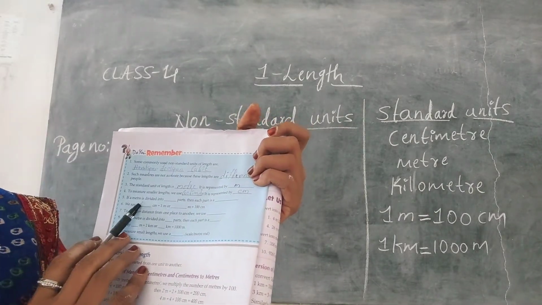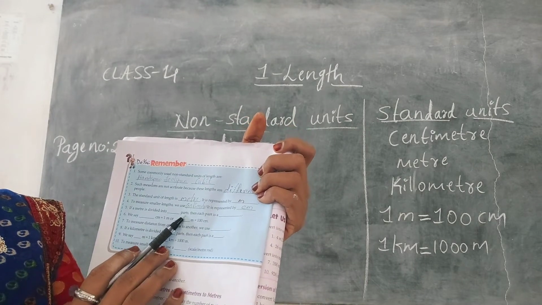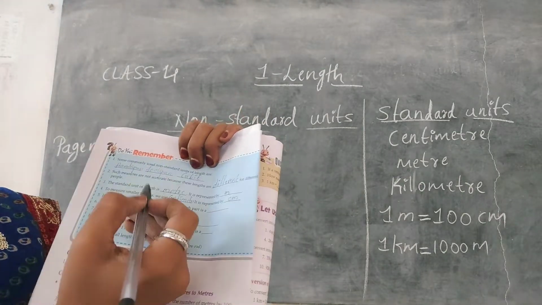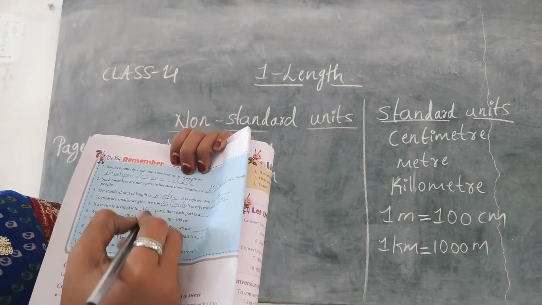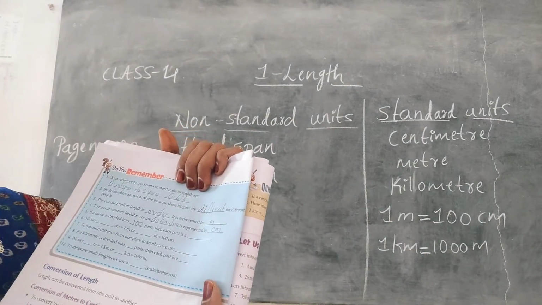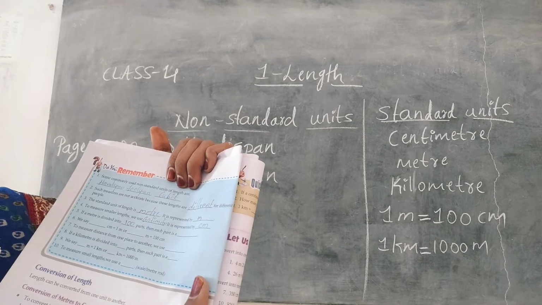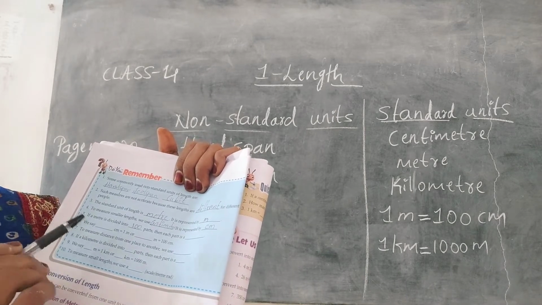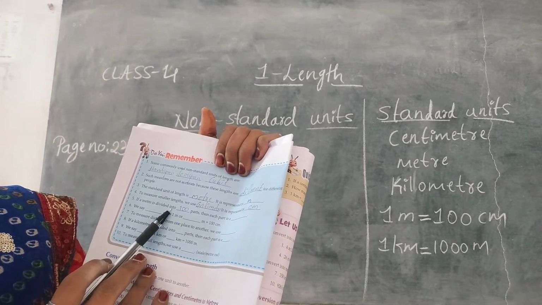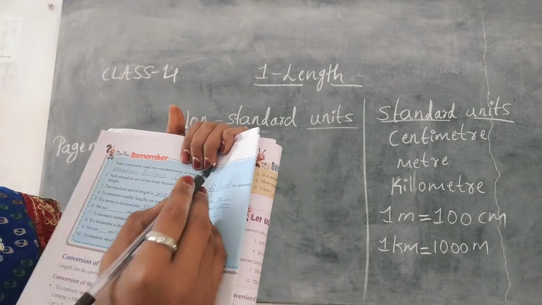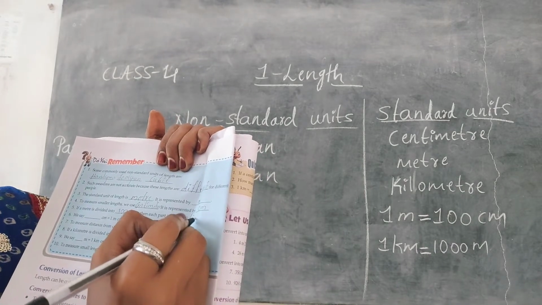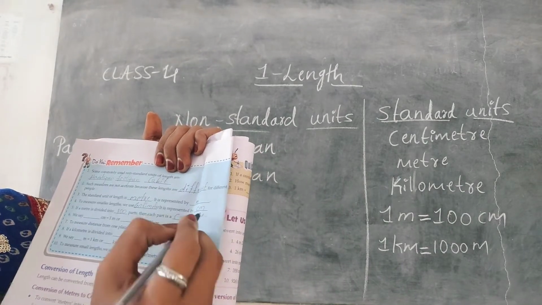Next, if a meter is divided into dash parts, then each part is a. If a meter is divided into 100 parts, then each part is a centimeter. Each part is a centimeter.